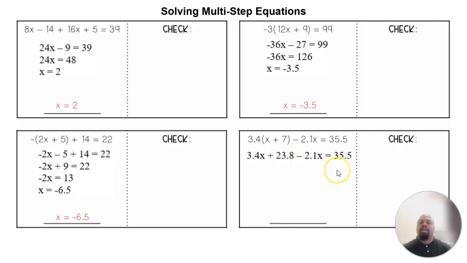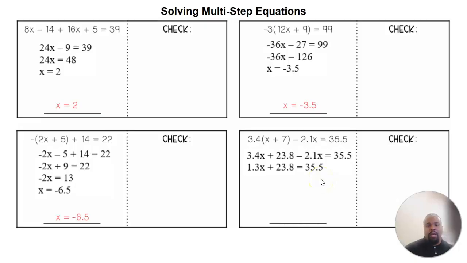All right. Now that we did distributive property, we want to combine like terms. The like terms is 3.4x and negative 2.1x because they have the same variable. Now let's combine it. 3.4 minus 2.1, that gives you 1.3. So we got 1.3x plus 23.8 equals 35.5.